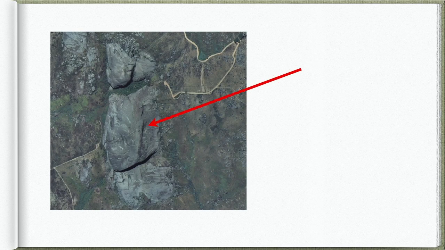Today we're going to look at the formation of tors. Now, tors are a feature that is produced as a result of massive igneous intrusions. And when we think of massive igneous intrusions, the best example in South Africa is the Paarl Rock. Now, the Paarl Rock is a batholith.